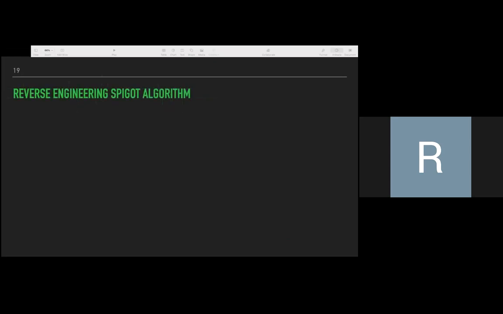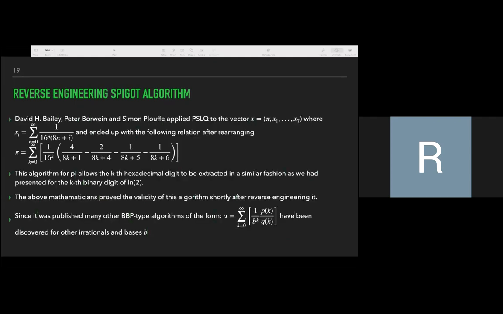One of the biggest achievements of PSLQ was reverse engineering, essentially, Spigot algorithms for different transcendental constants. The most famous one is the one for pi that they did. They did this for base 16 by applying PSLQ to the vector of pi and then x1 through x7, where each x has that form. And they ended up with the following relation.